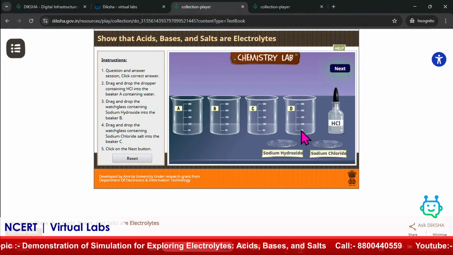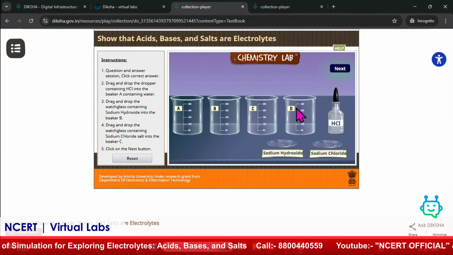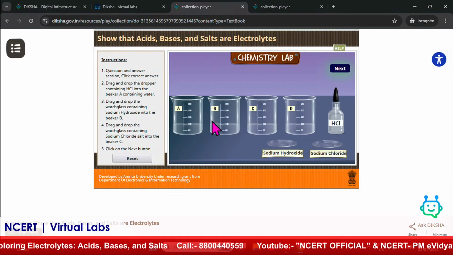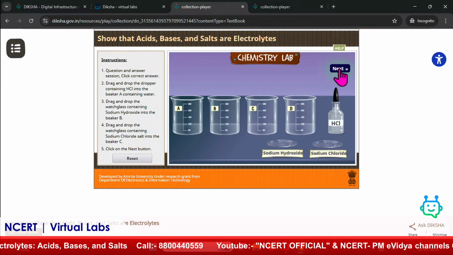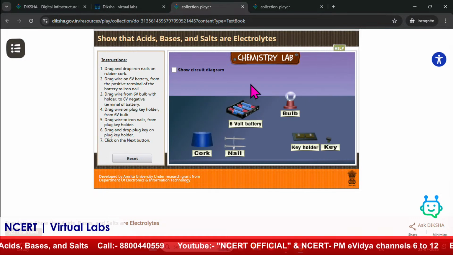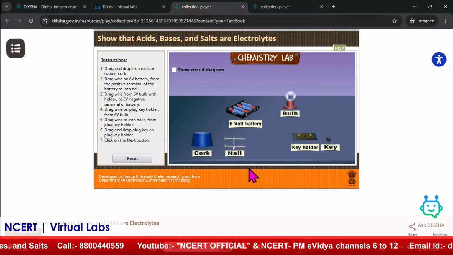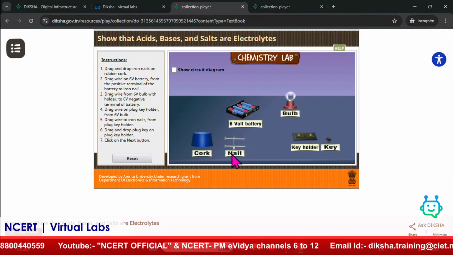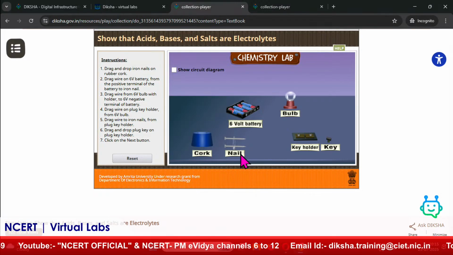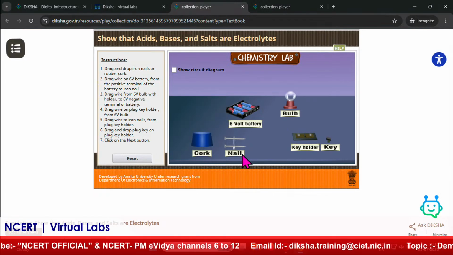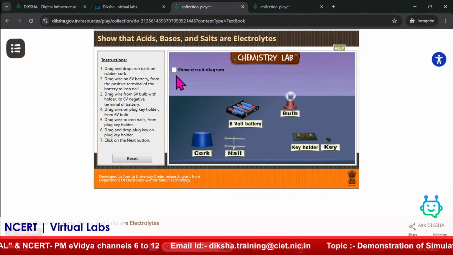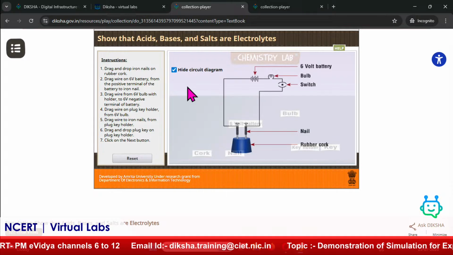We are not going to add any external component into beaker D. So now we have prepared the aqueous solution of acid, base and salt. Now I'll click on next. In this experiment we have to check how these substances, acid, base, and salt, behave as an electrolyte, basically how they are going to conduct electricity. Okay. So for that we need to prepare a circuit. I'll click on show circuit.